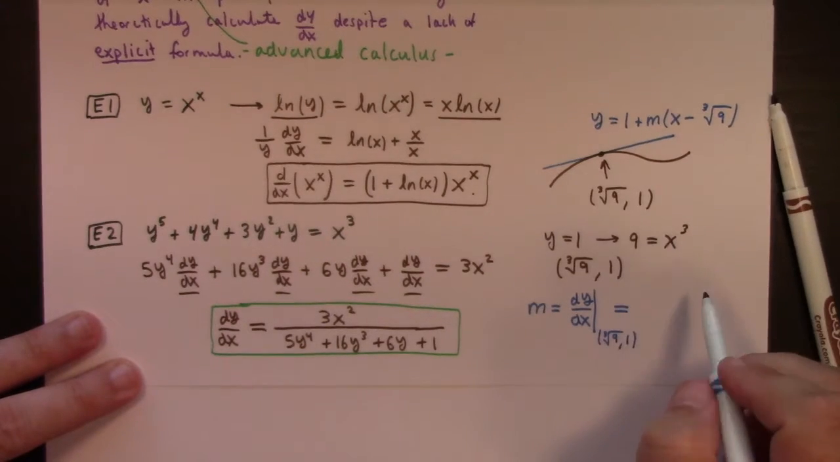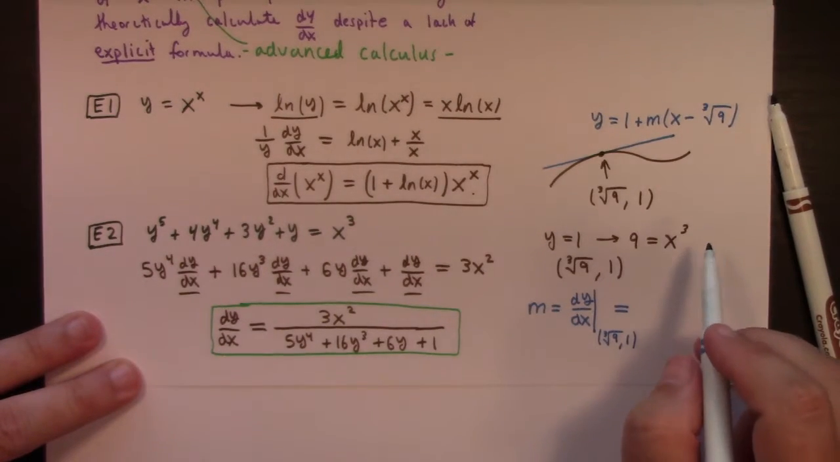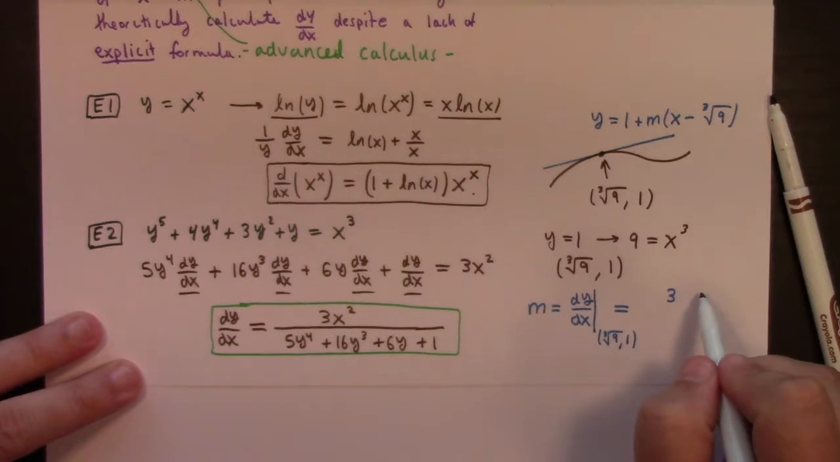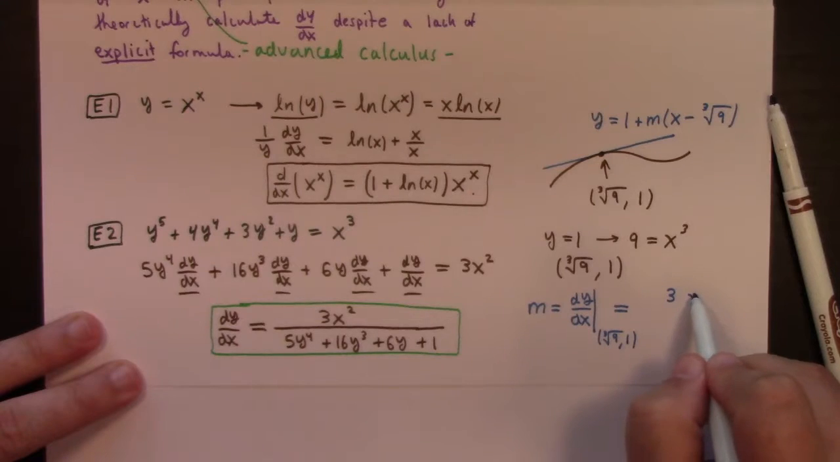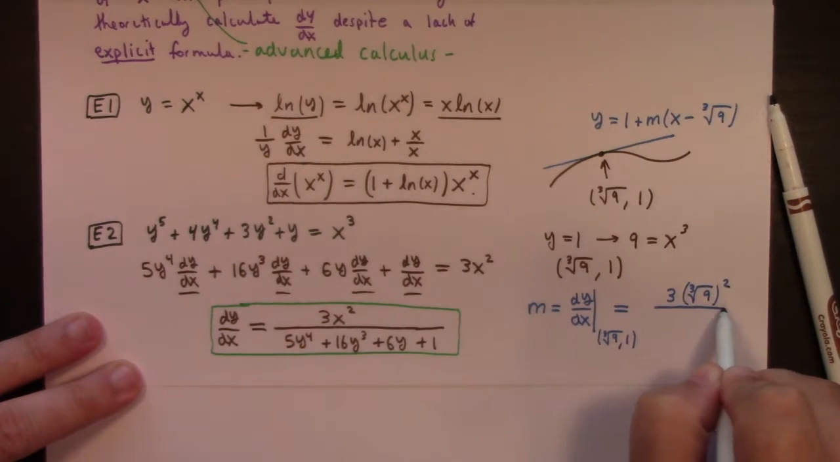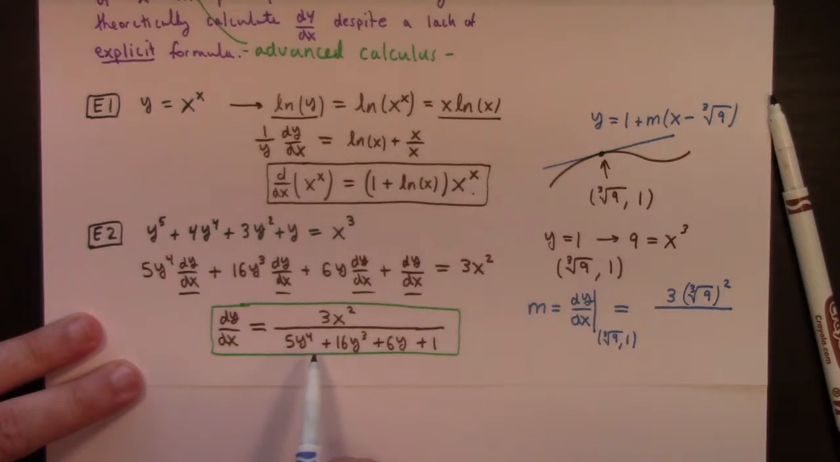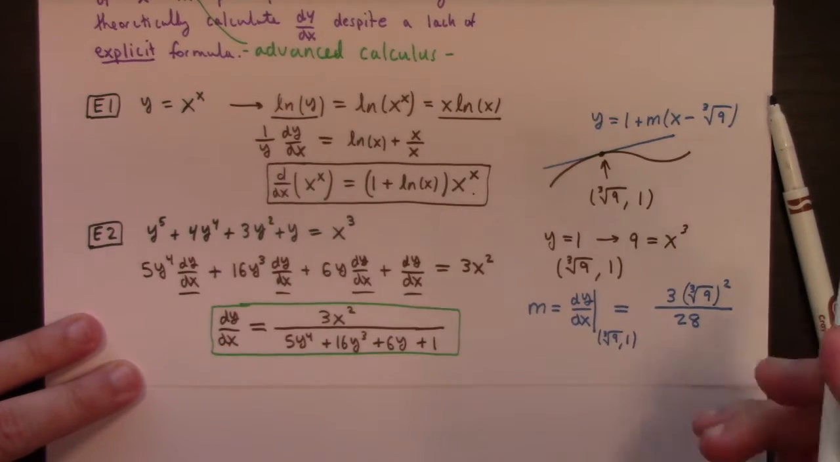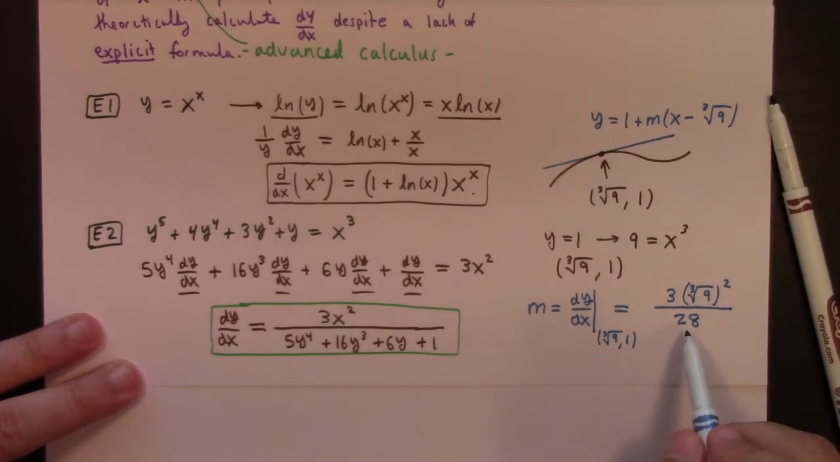And that is equal to, let's see here, 3 times the cube root of 9 quantity squared divided by this stuff down here, which is just 5 plus 16 plus 6 plus 1. Otherwise, it's known as, let's see here, 23, I think 28. Anyway, who knows? That could be my arithmetic on these sorts of things.